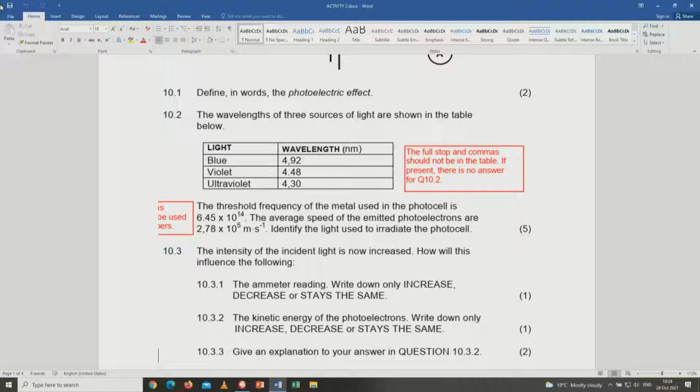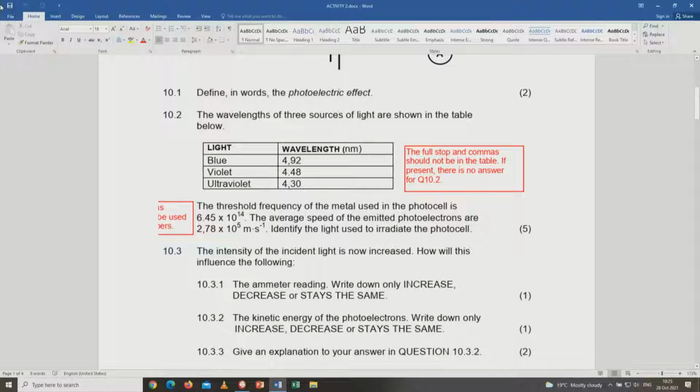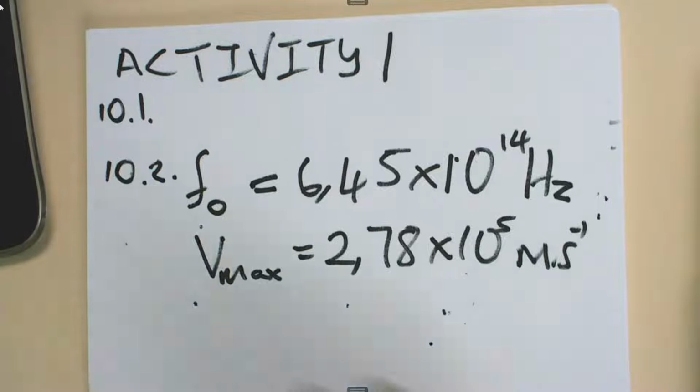So the approach here, for 10.2, is to write the data that is given to us. We are given the threshold frequency, which is 6,45 times 10 to the power 14 hertz. We are also given the maximum speed of the photoelectrons, which is 2,78 multiplied by 10 to the power 5 meters per second. That is the information that we are given.